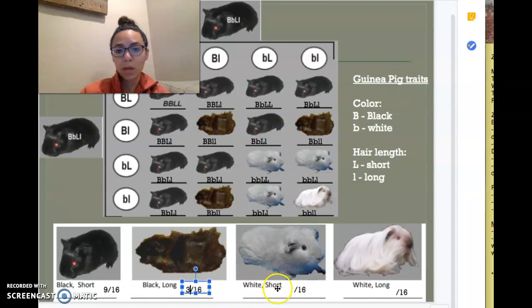White with short hair, remember white is the recessive trait, so we need two small b's and one capital L for short hair. We've got 1, 2, 3 of those. So 3 out of 16. And white with long hair, so homozygous recessive for both traits. We only have one of those that has all lowercase letters. So 1.